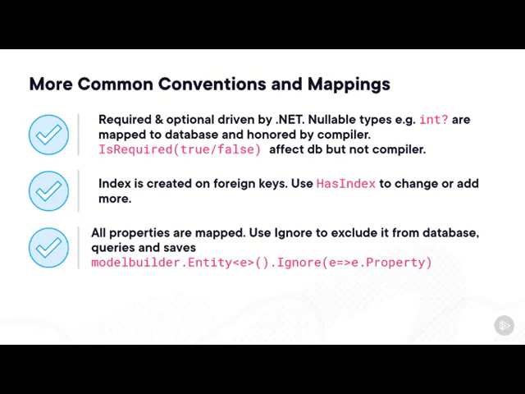Throughout this course, we let EF Core follow its default of mapping every property in every class. But it's possible you might have properties that you don't want to store in the database. For example, a property that you calculate on the fly.